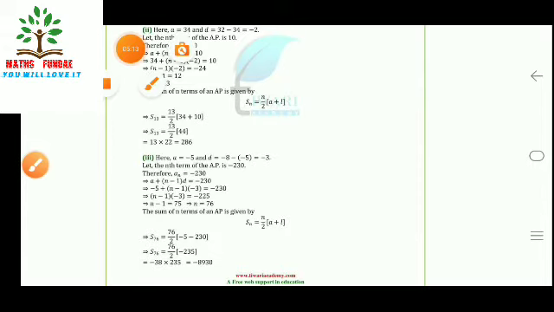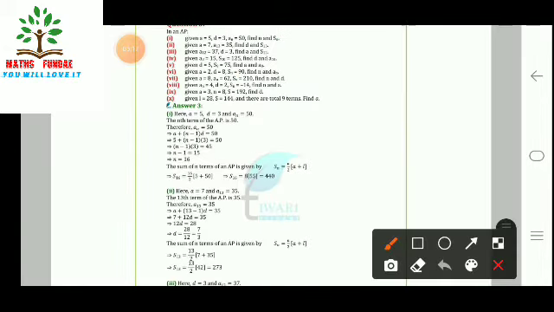Now moving towards the next question, 50. So we have a plus (n minus 1) into d is equal to 50. a is given to us as 5, d is given to us as 3. Putting the values in the formula, we get n is equal to 16. Now the sum we have to find. As we know the formula, Sn is equal to n upon 2 (a plus the last term l). So S16 will be 16 upon 2 into (5 plus 50), that is 8 into 55, which is 440.